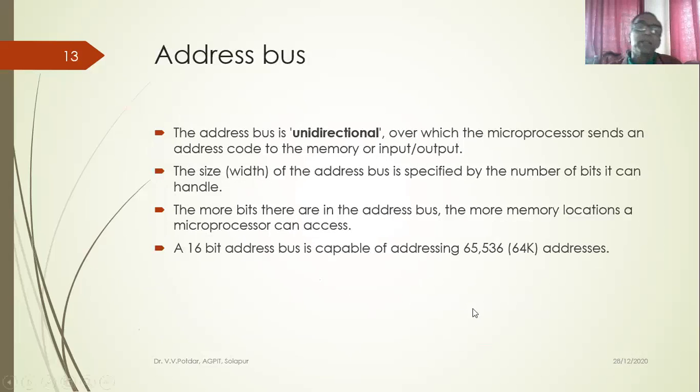Then you have the address bus. The address bus is unidirectional, over which the microprocessor sends an address code to the memory or input or output. The size of the address bus is specified by the number of bits it can handle. The more bits there are in the address bus, the more memory locations a microprocessor can access. A 16-bit address bus is capable of addressing 64K addresses, 65,536 addresses.